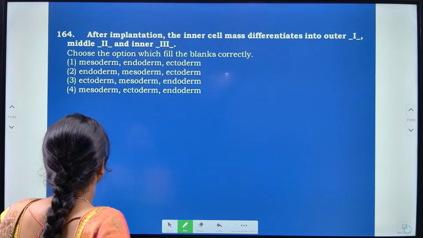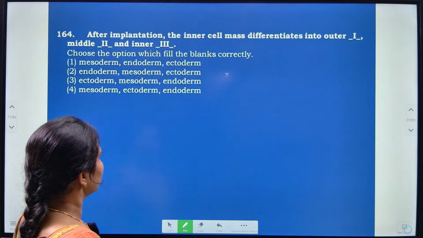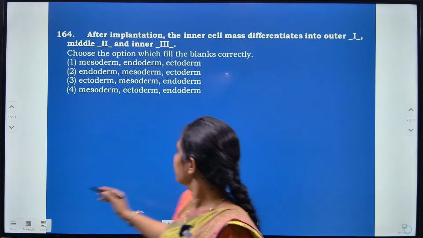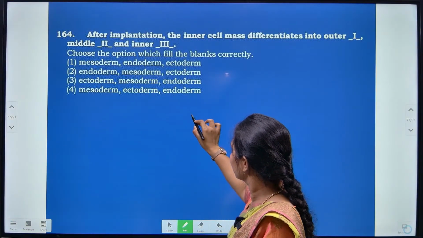Okay. Right. After implantation, the inner cell mass cells differentiate into... Okay. So you know that after implantation, that is the blastula.